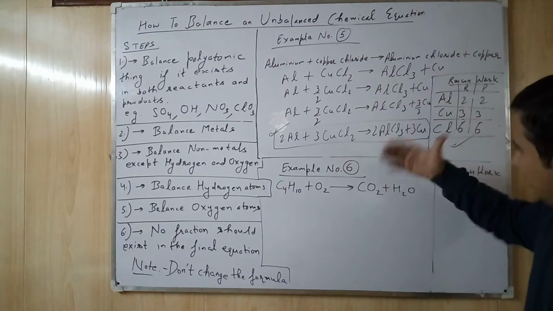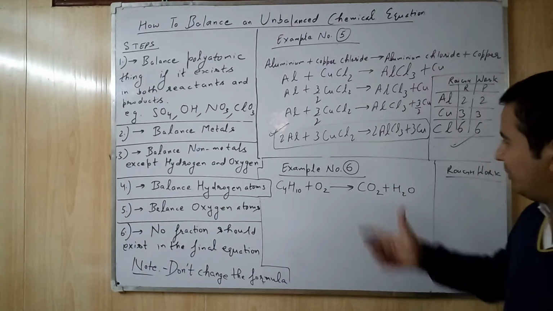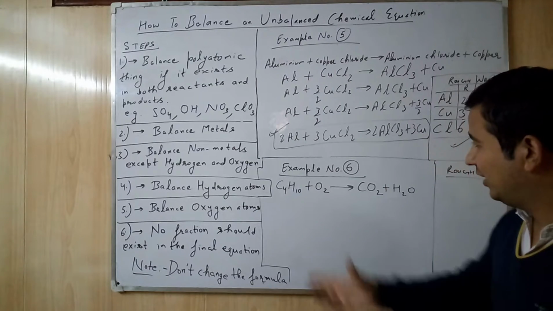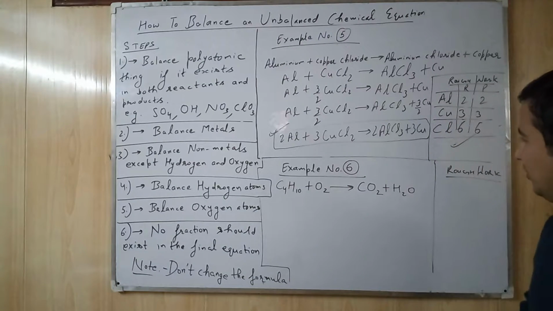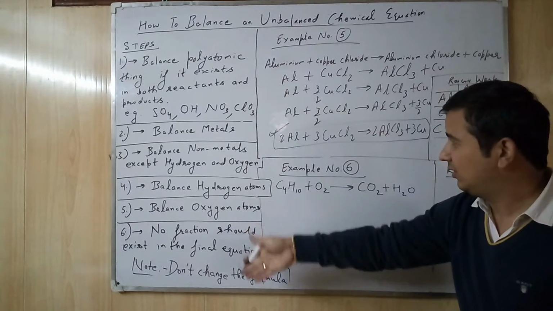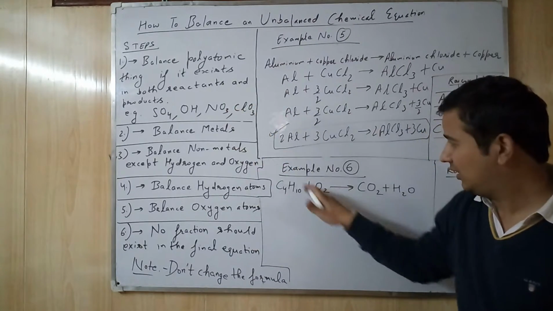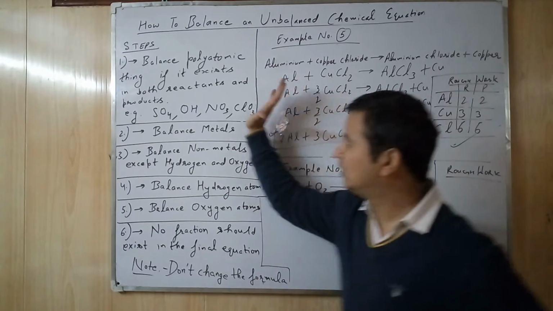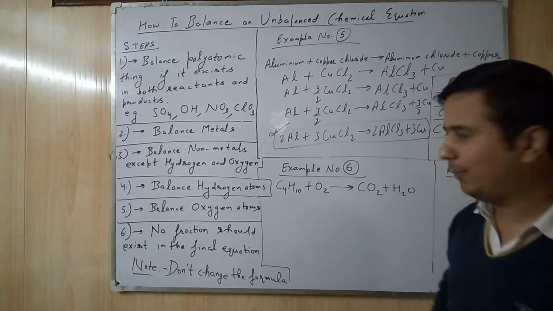Okay, so let's move to the next example, example number 6. This time we are directly given the chemical equation. C4H10 plus O2 gives you CO2 plus H2O. Now you have to consider this step, because there is no polyatomic type of thing, so you can skip this step. Let's move to the metals.